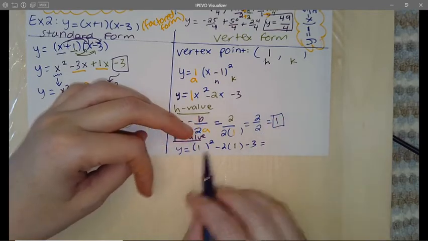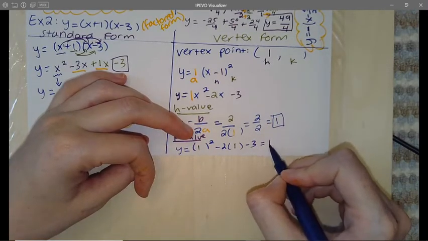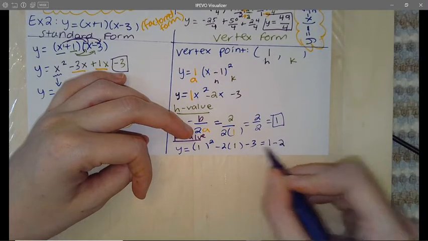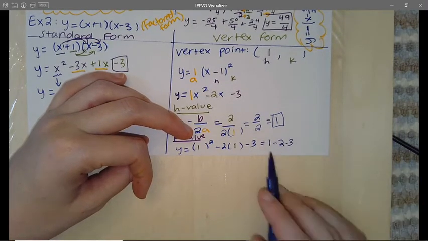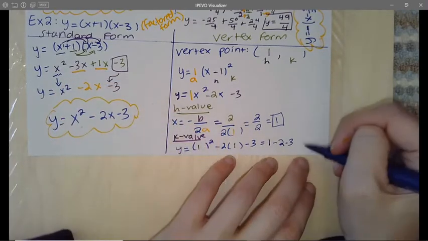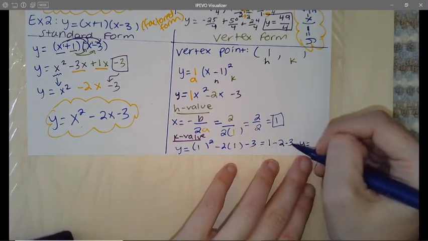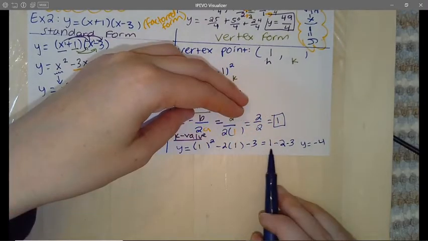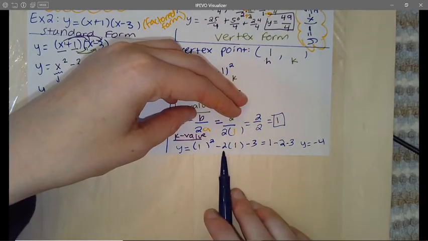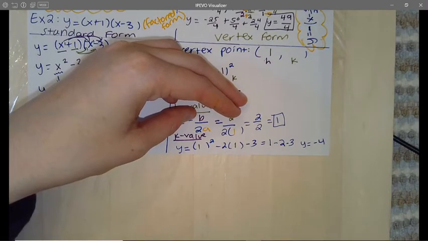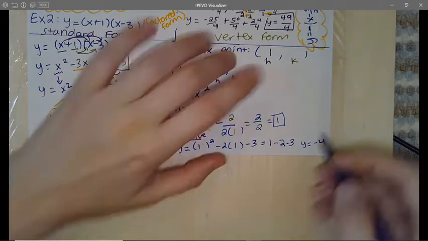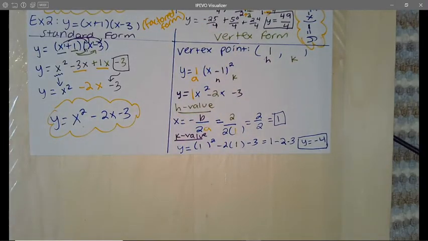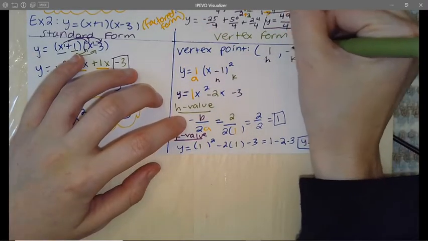All right, let's solve it. 1 squared, 1 times 1 is 1. -2 times 1 is -2. And I'm going to bring on over my 3. All right, 1 minus 2 is -1. And -1 minus 3 more is -4. Let me just double check. -1, yep. 1, -2, -3. Yeah. Looks good. So y is going to be -4, which is going to be our k value in our vertex form. Yay! So our k value is -4.